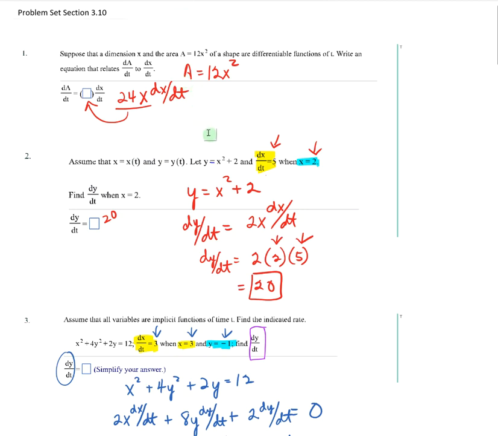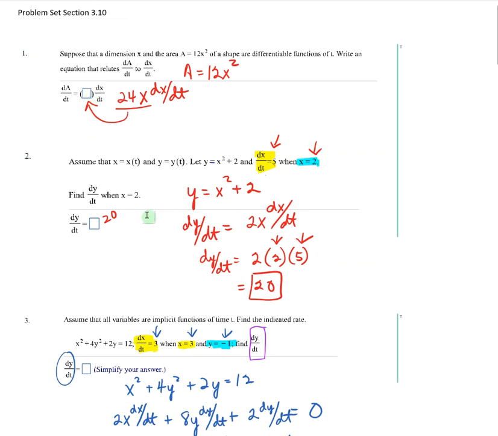All right, number 1. Suppose that a dimension x and the area A equals 12x squared of a shape are differentiable functions of time. Write an equation that relates dA/dt to dx/dt. Here's what we need to start with. We write the equation we're given: A is equal to 12x squared. Then we differentiate both sides. When you do it to A, you get dA/dt, and on the other side you get 2 times 12, which is 24x dx/dt. So the 24x is what is expected in this box. This is just starting out slow.